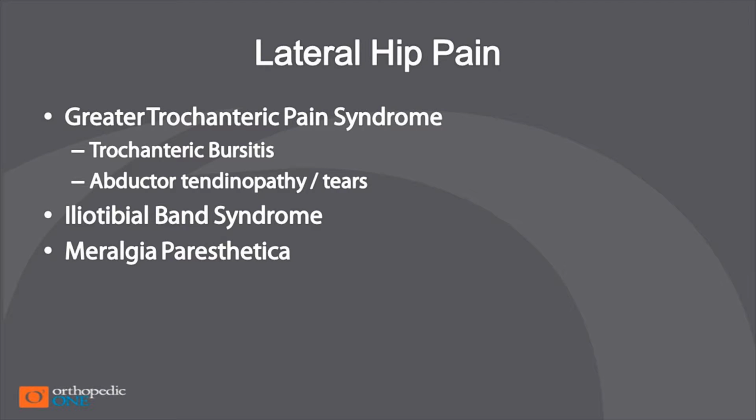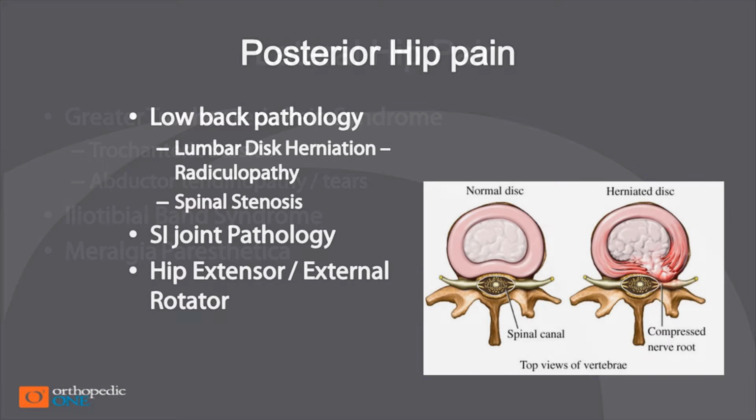And then finally, posterior hip pain. Low back pathology is a common etiology of people who come in complaining of buttock pain or hip pain, that they're basically grabbing their backside. SI joint pathology, and really sacral stress fracture should be included in this section as well. And again, external rotator or piriformis syndrome pathology can cause a lot of buttock pain.